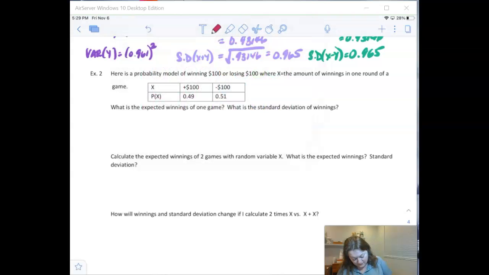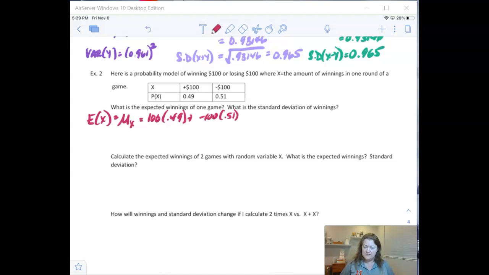So the expected value of X, also known as mu sub X, just the average, would be 100 times 0.49 plus negative 100 times 0.51. And again, I can put these into my calculator as list 1 and list 2 and then let it calculate it. This doesn't seem that difficult to me. This is $49 minus $51. So it looks like every time I play this game, on average, I'm going to lose $2. What's the standard deviation of these winnings?